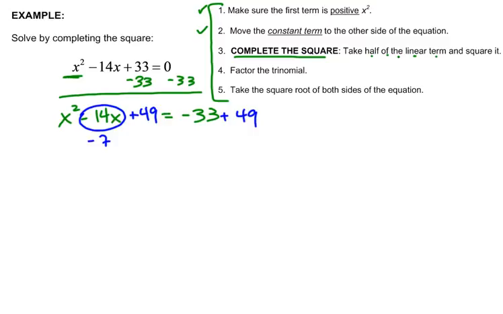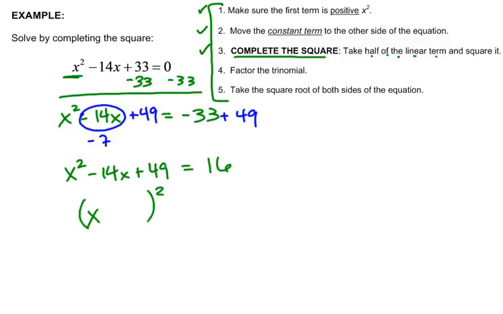So at that point, we're going to have x squared minus 14x plus 49 is equal to negative 33 plus 49, which is 16. So we have completed the square at this point. The next step says factor the trinomial. As we factor this, it's always going to factor into a perfect square.